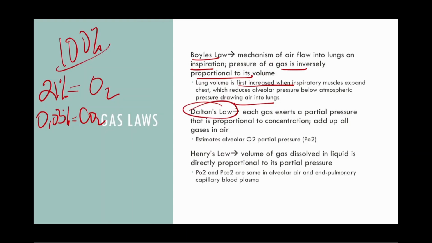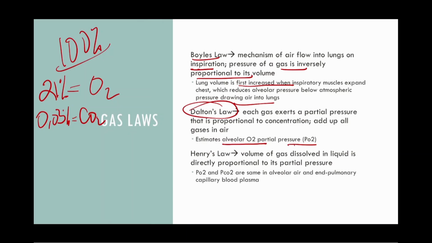So if we know that 21% of the air you breathe in is oxygen, you can figure out the math from there. So it all adds up to the gases in the air. Therefore, the estimate is that alveolar O2 partial pressure is similar to what it is in the air.